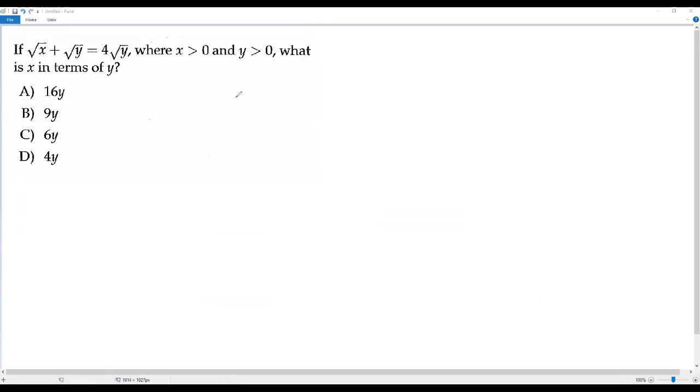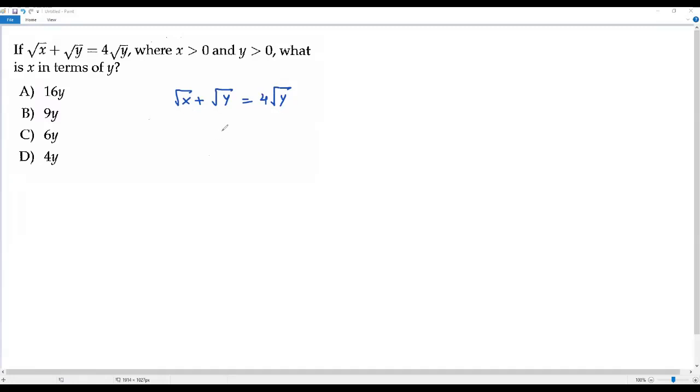Okay, let's go to the question. If square root of x plus 2 square root of y equals 4 times square root of y, where x is greater than 0 and y is greater than 0, what is x in terms of y? That is, in this equation, we have to solve for x in terms of y. That is, we have square root of x plus square root of y equals 4 times square root of y. When I look at the terms we have over here, we have square root of x and square root of y, and again square root of y on the right side.